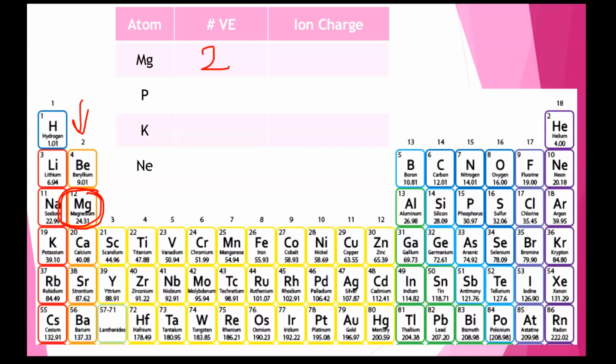And if we lose 2 negative charges, we're now going to have a +2 ion charge. And if we write that in the ion form, it would be Mg with +2 as our superscript. You can also write it the other way as Mg and then 2+. Either way is correct. Up next, we have phosphorus.